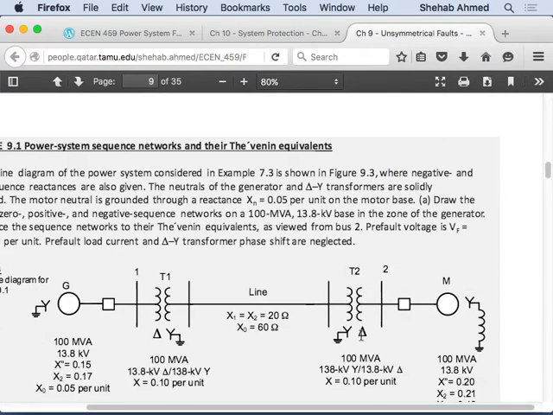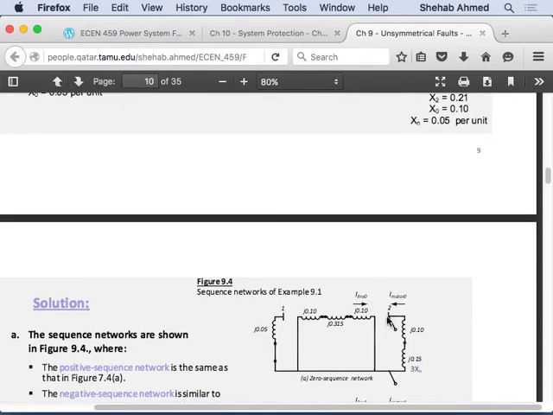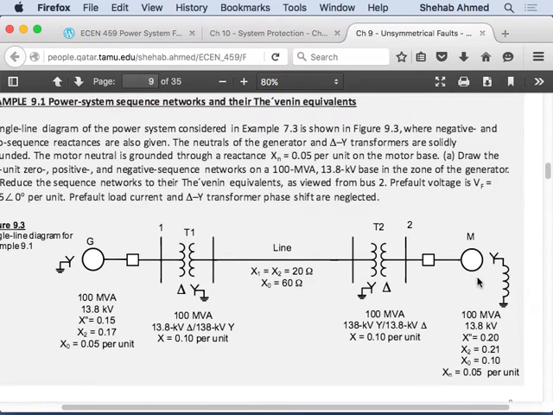And then I have a delta here. Delta does not allow zero sequence current to flow out, so it's an open circuit on the delta side. Then the motor is a load. It's an induction motor. They didn't say it's a very high power motor. They didn't say that you need to consider its fault voltage.